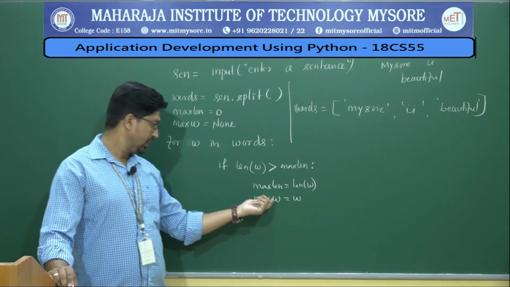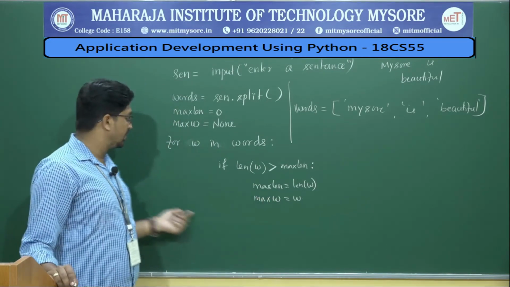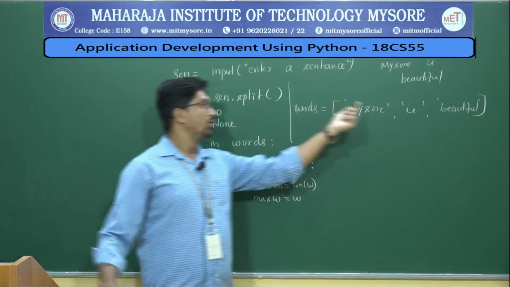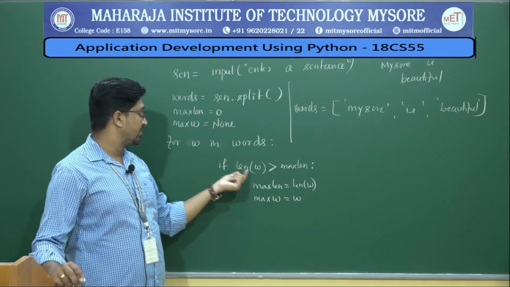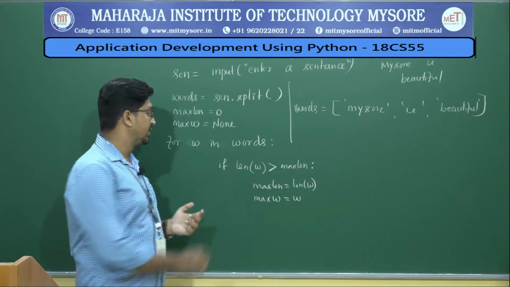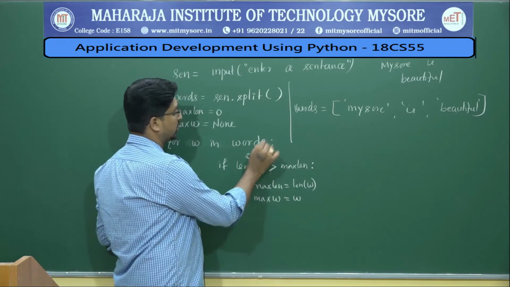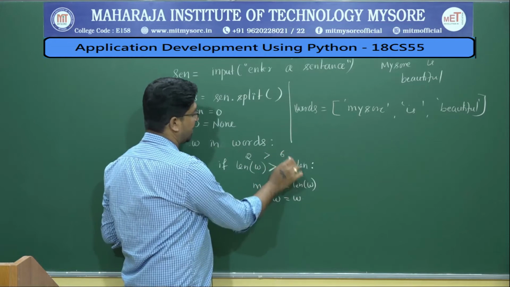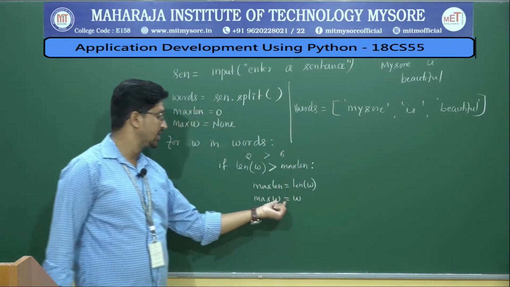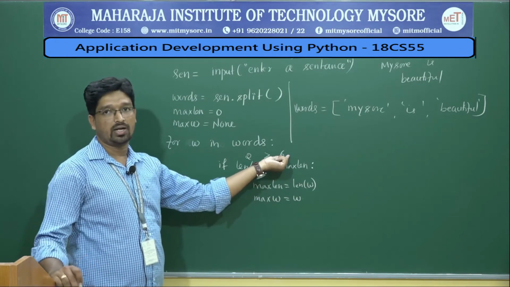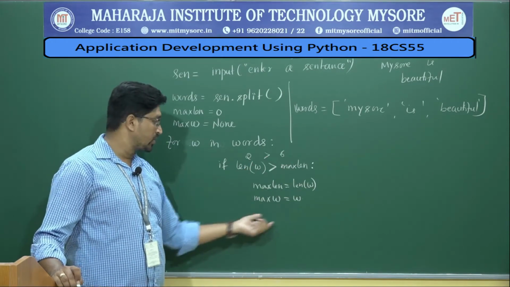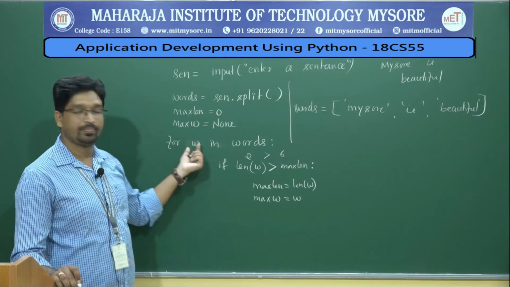Then once the loop completes, it will go back. Now it is pointing to the word is. Again it will check whether the length of is, which is 2, is greater than the maximum length. The maximum length is 6 now. Is 2 greater than 6? No, it is not, so it will not process the if condition, it will go back.